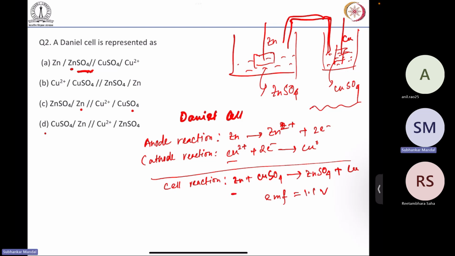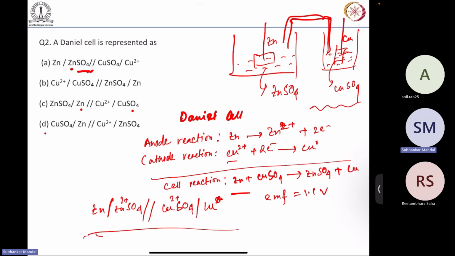So if you represent this cell reaction, how will it be? Zinc goes to zinc sulfate. This is the oxidation, which is separated by what is called a salt bridge. And then copper sulfate goes to copper. So copper 2 plus here, and zinc 2 plus. So this is the cell representation.